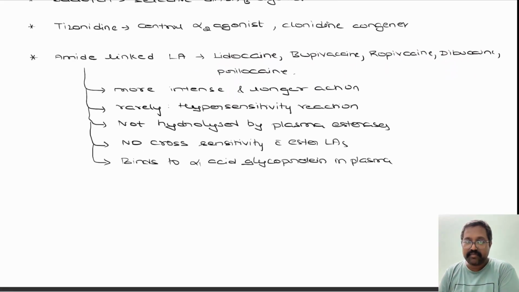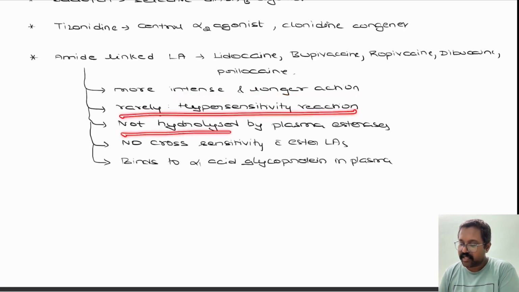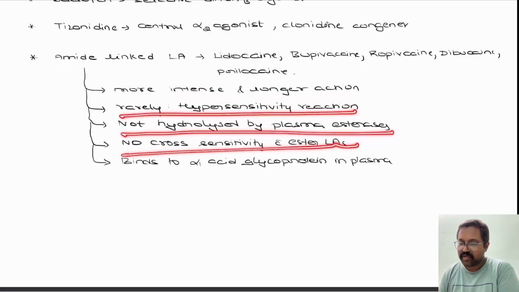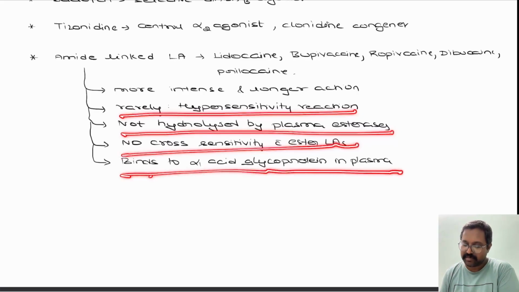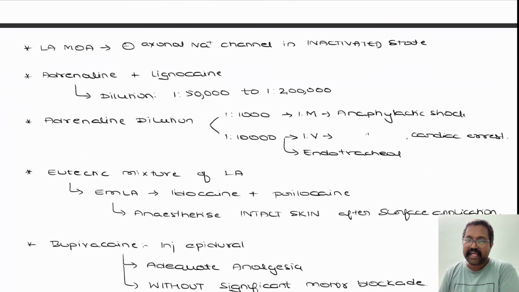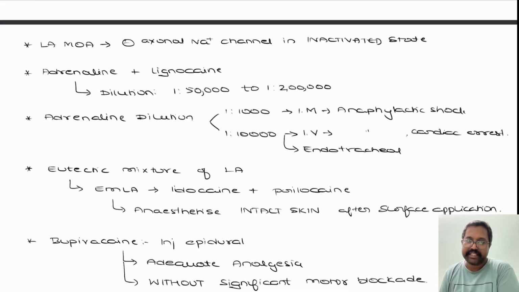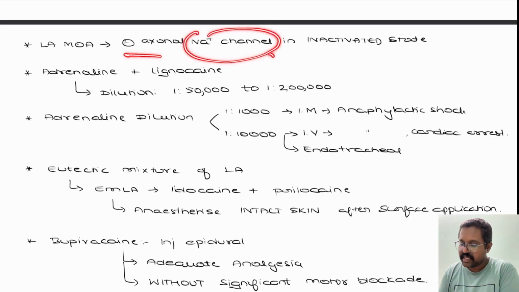The properties of the amide linked local anesthetics are that they are more intense and longer acting in nature. They rarely produce hypersensitivity reaction. They are not hydrolyzed by plasma esterases. There is no cross sensitivity with ester local anesthetics, and they bind to alpha-1 acid glycoprotein in the plasma. What is the mechanism of action of local anesthetic agents? They inhibit the axonal sodium channel. It is a sodium channel blocker in an inactivated state.